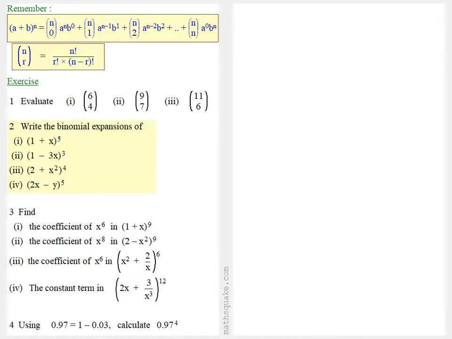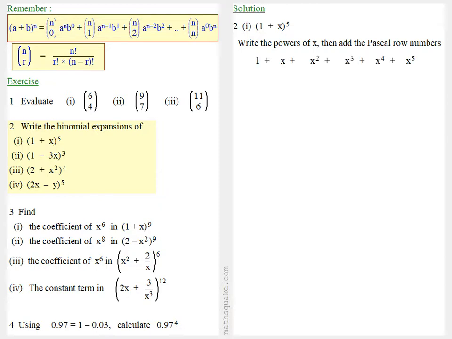In question 2, we're asked to write the binomial expansion of various expressions. In part 1, we've got (1 + x) to the power 5. Well, the first thing to do is to write the powers of x and then add the Pascal row numbers. So the powers of x go 1, x, x squared, x cubed, x to the 4 and x to the 5. And the Pascal numbers go 1, 5, 10, 10, 5, 1. So our answer is 1 plus 5x plus 10x squared plus 10x cubed plus 5x to the power 4 plus x to the power 5.